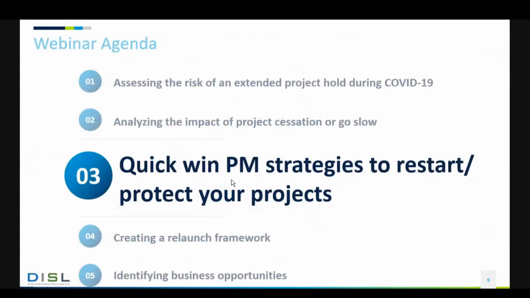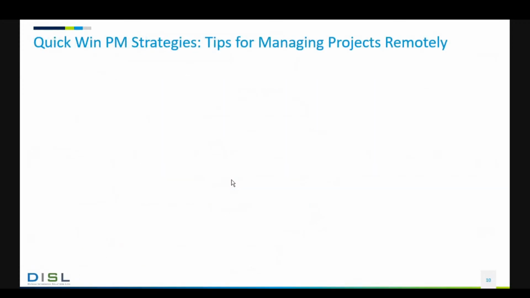Now, if you've stopped your project and you're looking to restart, or you have projects ongoing, you may want to look at some strategies that you can use in order to restart those projects, or to protect those projects to make sure that you can still complete them successfully.